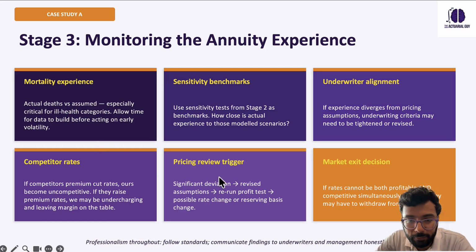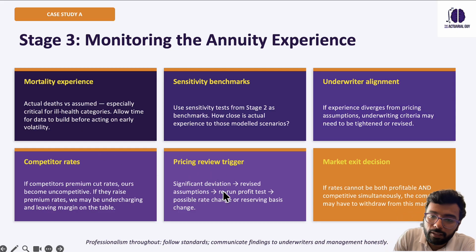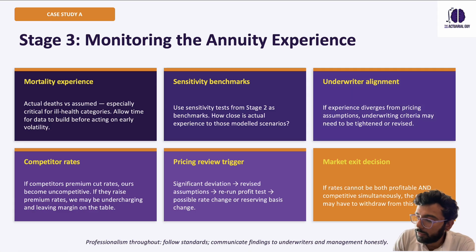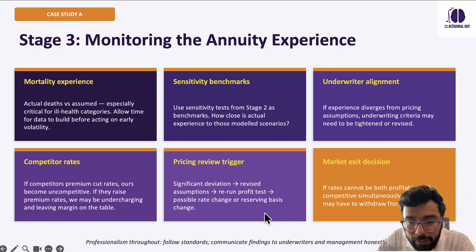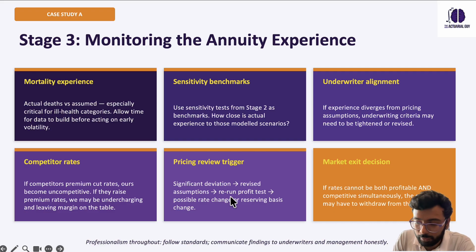Then there is a pricing review trigger. If there is a significant deviation in your level of profitability than what you expected it to be, you suffered a severe loss or something like that, okay? Then you need to revise your assumptions and you need to rerun the profit test, right? And possibly change the level of premiums that you are charging or the reserving basis, right? So you need to make these changes when you see a significant deviation between what you assumed versus the reality.